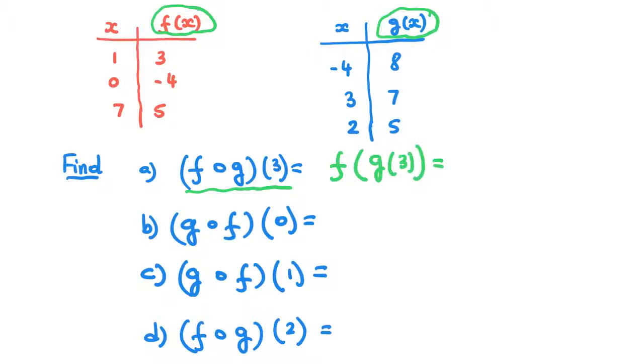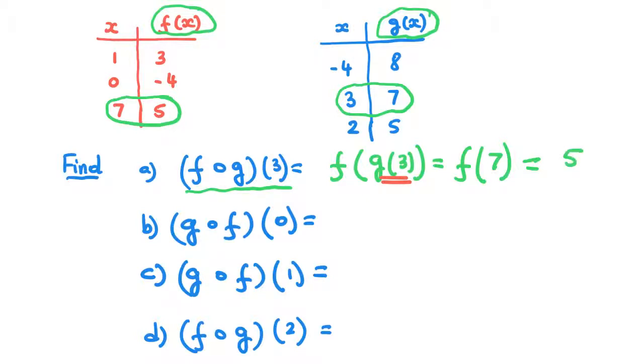That means I need to see first what is this g of 3. Well, if I look at the table, the g of 3 is in fact 7, so it will be f of 7. And then if I go to the function f, I see that f of 7 is actually 5, so the answer is 5.